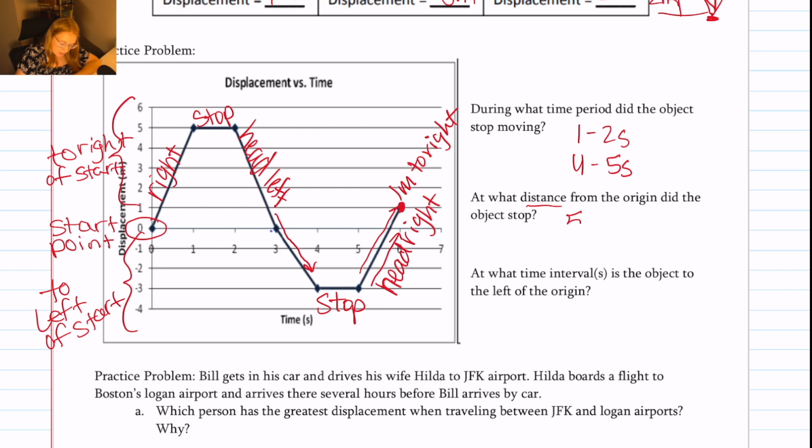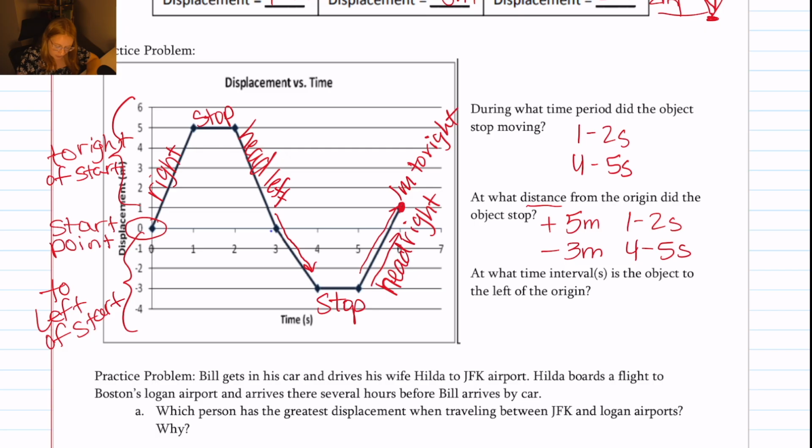So the first time it stopped, it was 5 meters, let's say +5. That was from 1 to 2 seconds. And then the next time it stopped, it was -3 meters. And that was at the 4 to 5 second mark. Okay, so we started 5 meters to the right and we stopped 3 meters to the left.